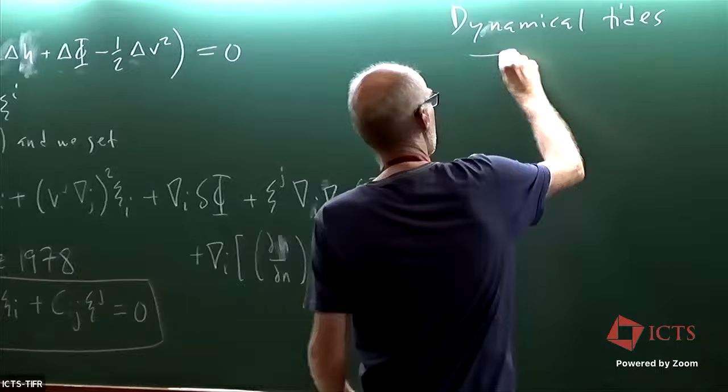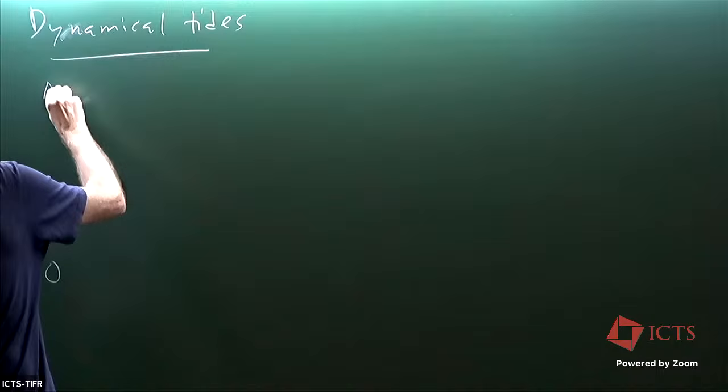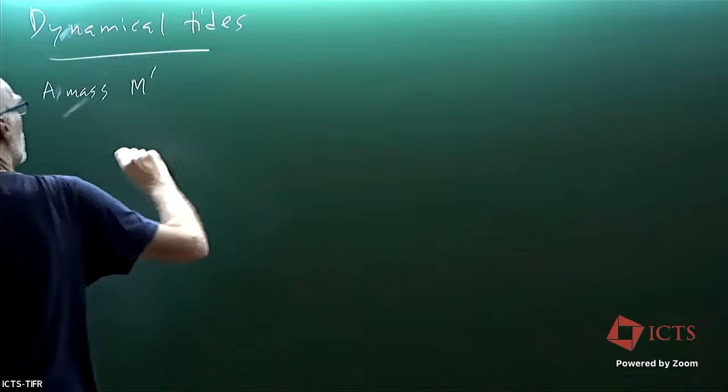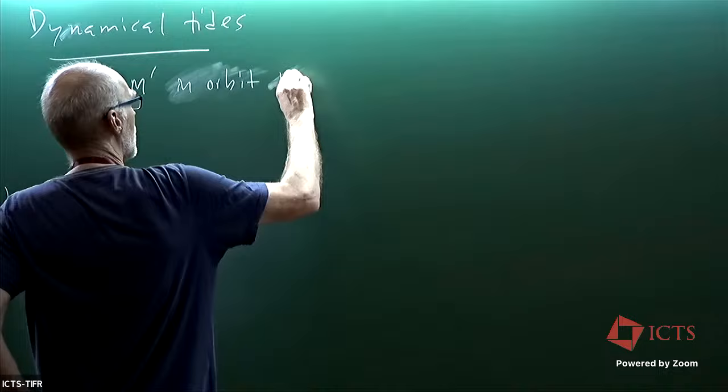And we're going to simplify this by assuming that the star is not rotating. So we're going to get rid of this B. Tomorrow the B will come back. Okay. And so the setup is a little bit like this. We have a mass M prime in orbit with another mass, which we're going to call M. These are stars, okay?